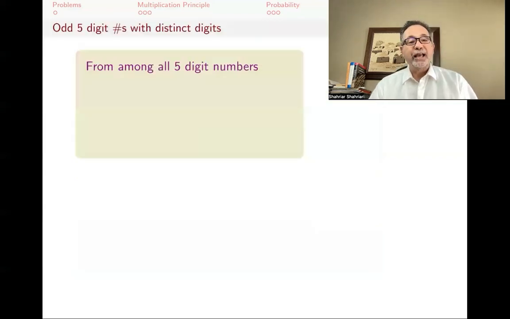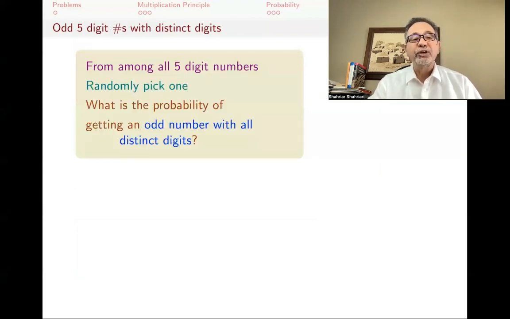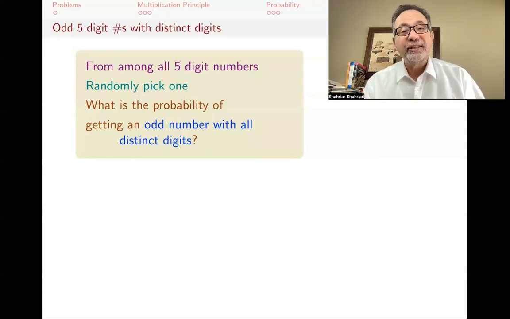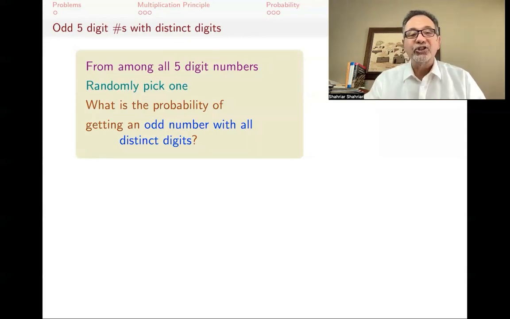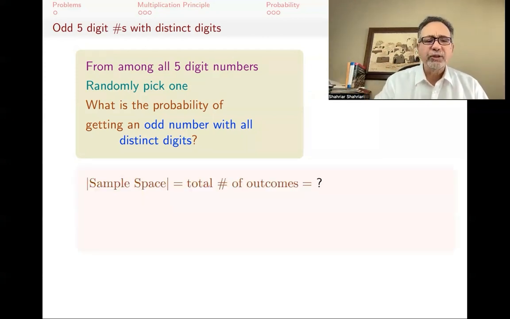Our final 2 examples. From among all 5-digit numbers, you randomly pick one, and you want to know what's the probability that you get an odd number and all of its digits are distinct. No 2 digits the same. If you put all 5-digit numbers in a bag and mix them up and just pick one, what's the chances of getting that? What's the sample space? The sample space is all of the outcomes. So that means all 5-digit numbers.